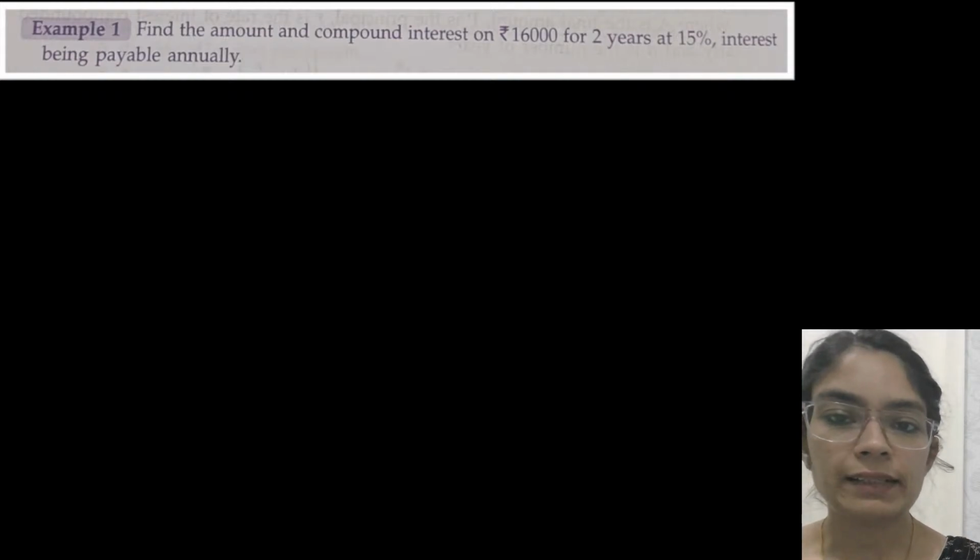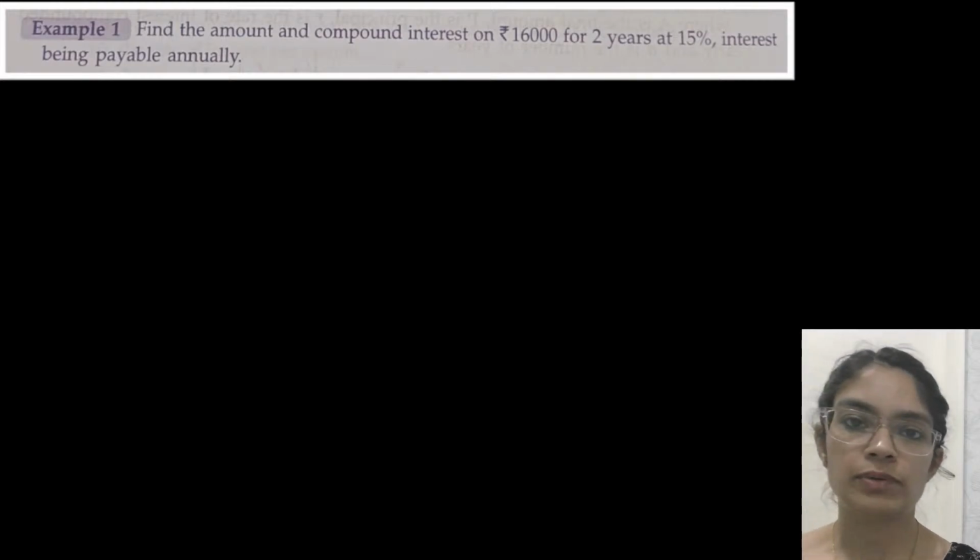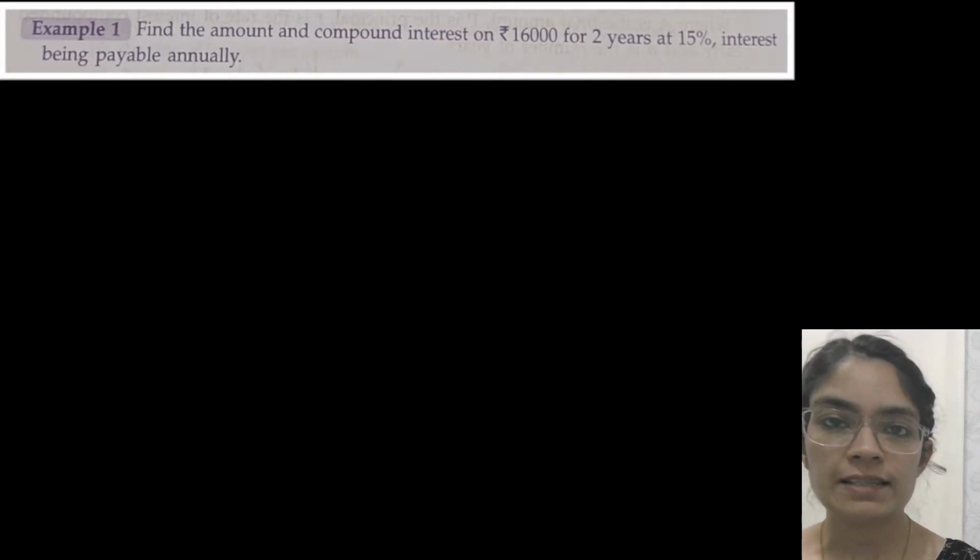First of all, we have to write the given things. So find amount and compound interest. What we have to find, that also we have to write. We should be aware. If we know what is given to us and what we have to find, 50% of the work is done.